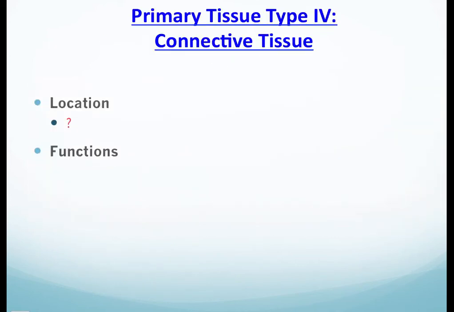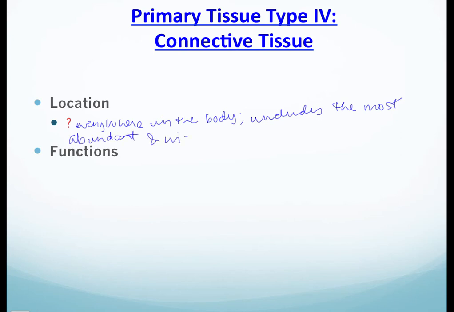Now the last one we're going to go over is the connective tissue, and we go over this last because it's the most diverse category of all. And because it's most diverse, where do we find it? We find it everywhere. So it's everywhere in the body, and it includes the most abundant and widely distributed tissues.